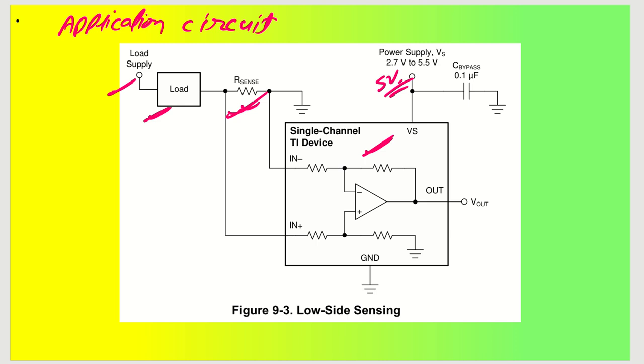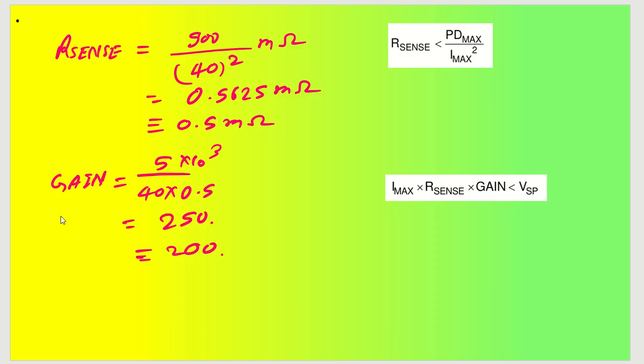Now let us design the R sense value. For R sense, you have the formula PD max divided by I max square. So PD was 900 milliwatt divided by 40 square, in ampere, so this will become milli ohms. If you see, it is coming to 0.56 milli ohms. So my R sense must be lesser than that. So the closest standard value is 0.5 milli ohms.